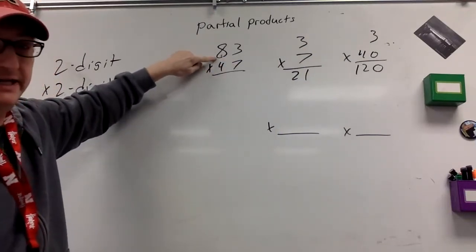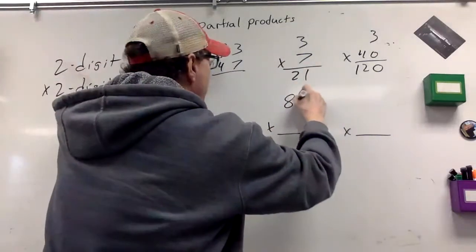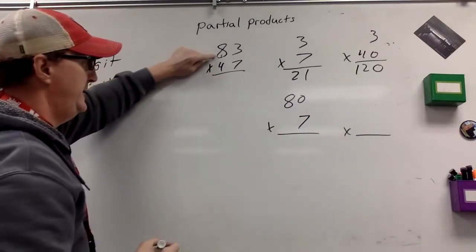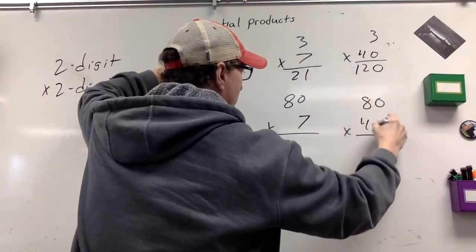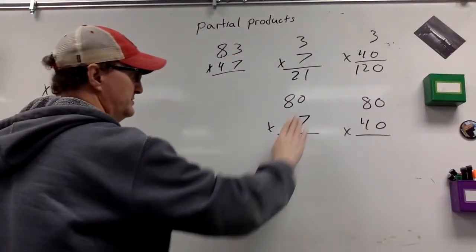Now this is 8 in the tens place. It's not 8, right? It's 80. So we got 80 times 7. We got 80 times, not 4, 40. All right, so then we cover the 0 to help us.